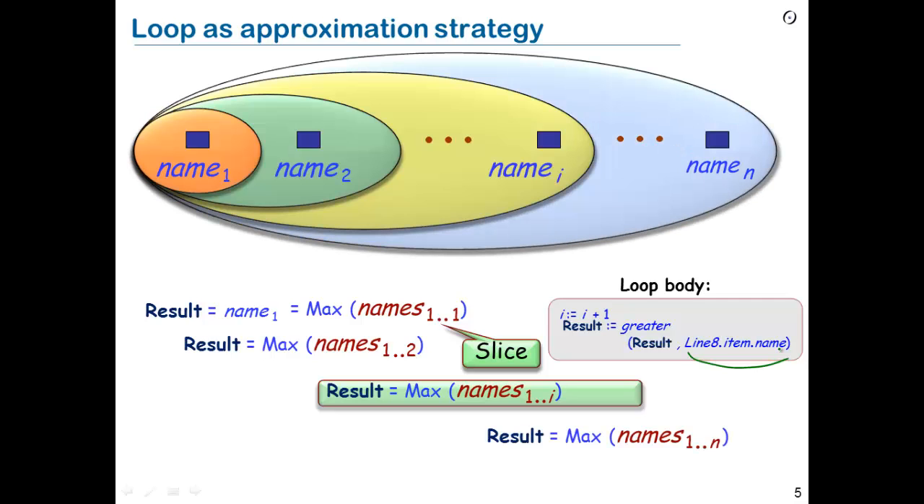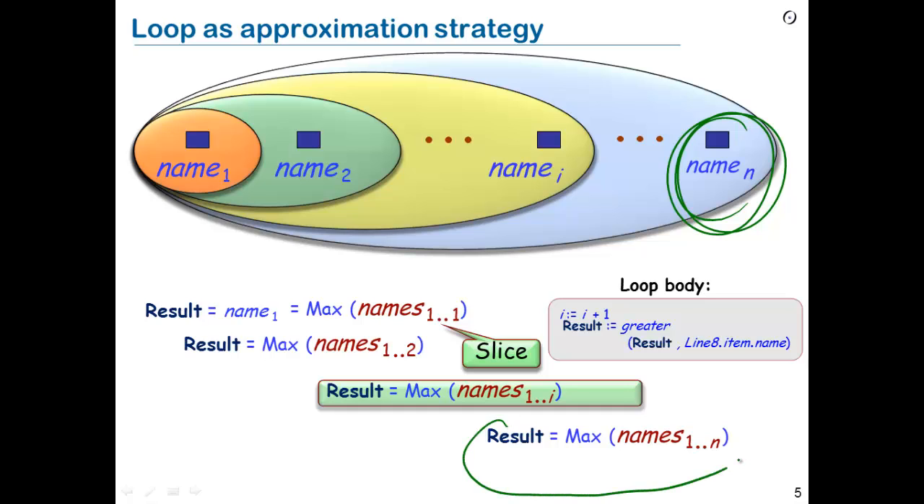And so what happens at the end is that since we have increased i repeatedly until i is equal to n, then since the invariant still holds, we are going to have the property that result is max of the slice going from 1 to n, and of course that slice is the entire sequence, the entire list, and this is exactly what we wanted. So that is the reason why the loop is correct.